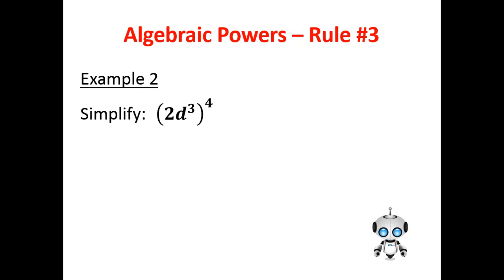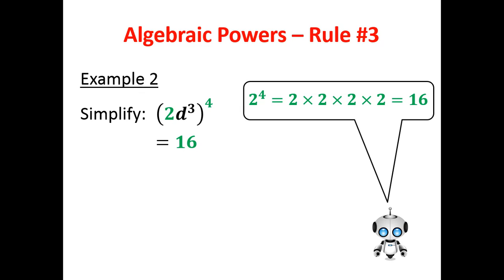Alright, let's do that again with example 2. Simplify. 2d cubed all raised to the power of 4. Well, we have 2 to the power of 4. 2 to the power of 4 means 2 times 2 times 2 times 2, which is 16, so we write down 16 as the coefficient out the front.